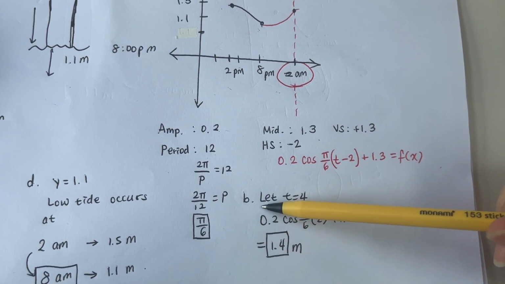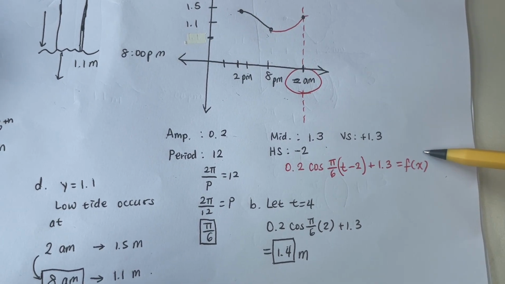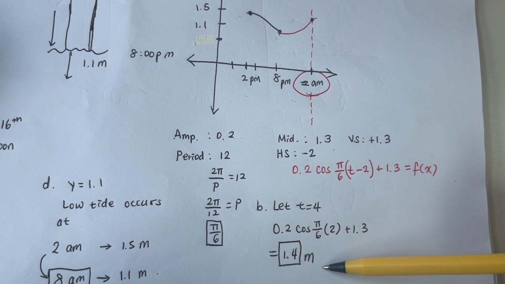And to solve for B, I simply substituted t equals 4 into this equation and used a calculator, and what I end up getting is 1.4 meters.